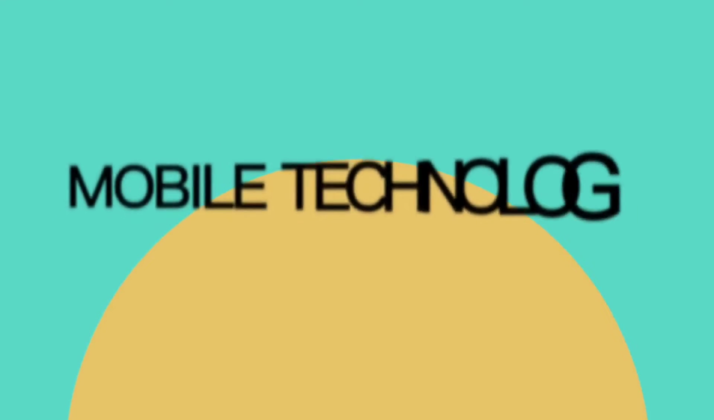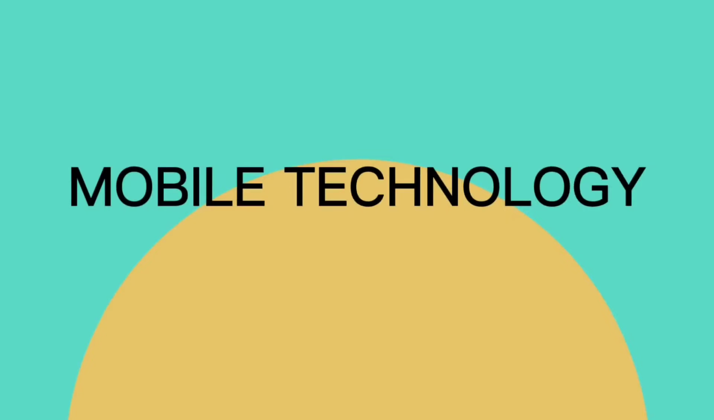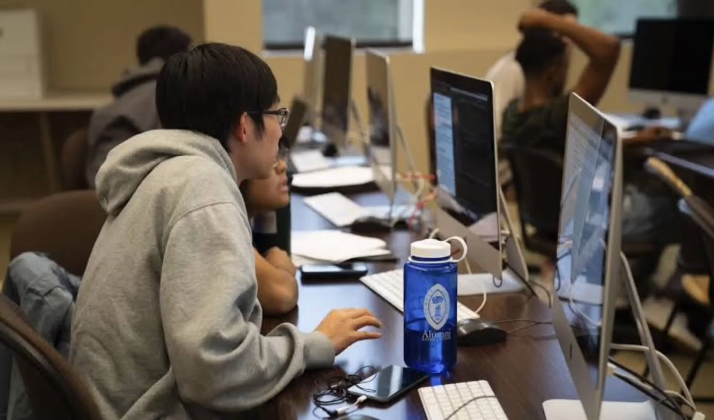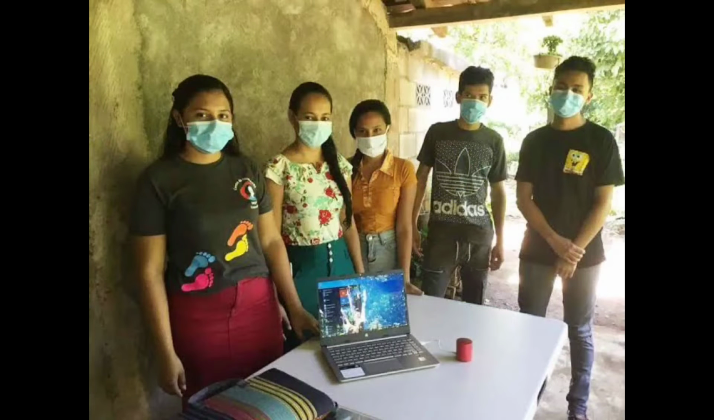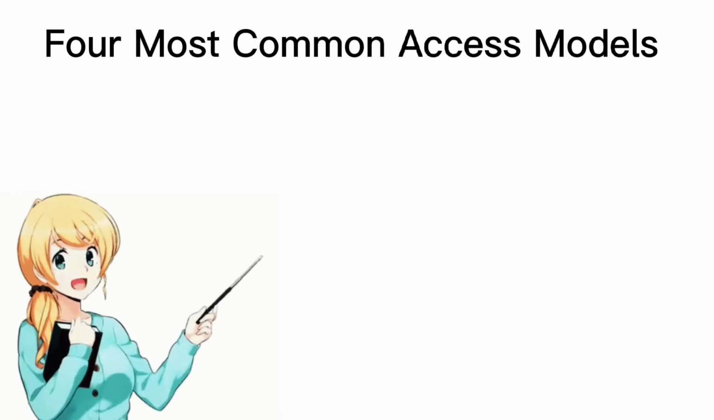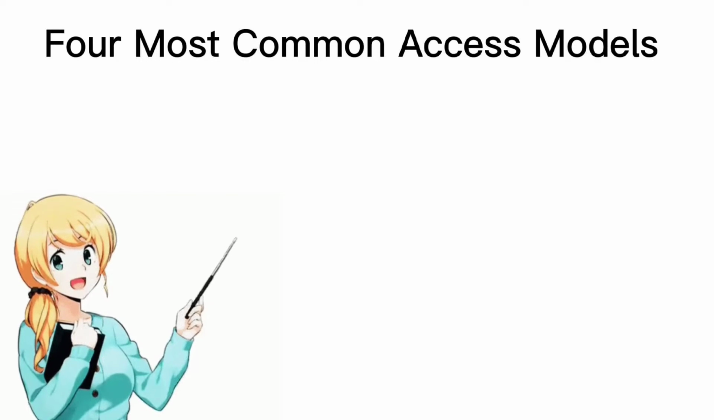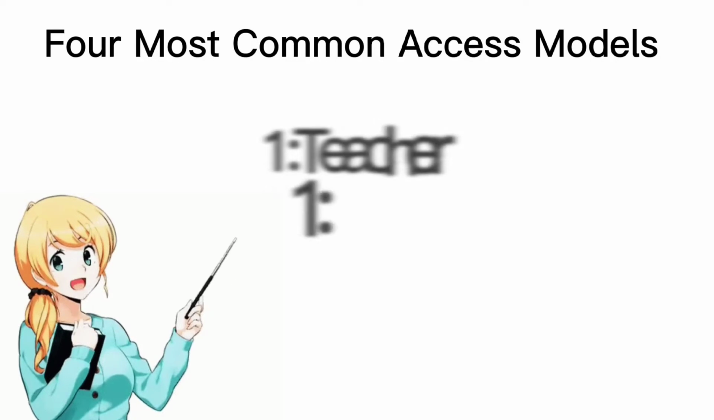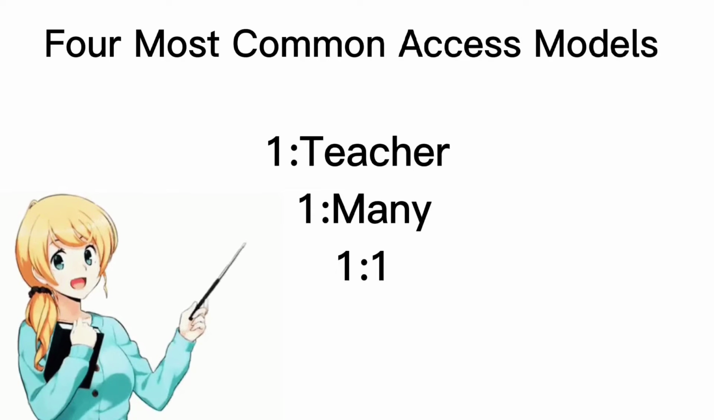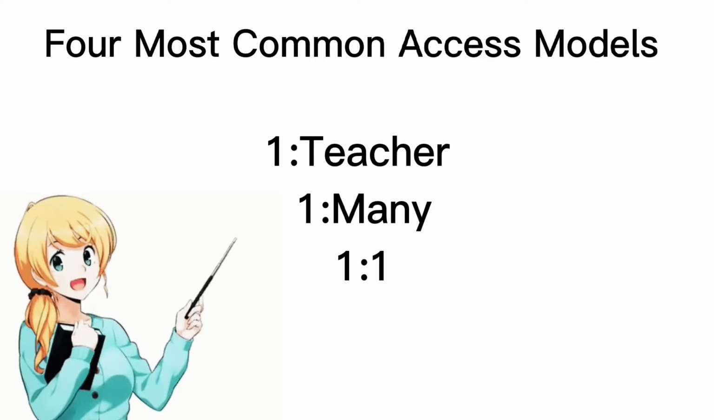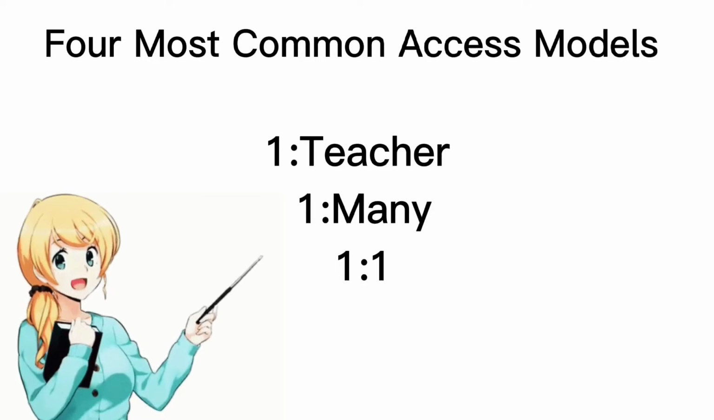Now, mobile technology can be used in different ways. How many computers does the school have per student, and how are they distributed or shared? In our discussion, we'll go over the four most common access models, and those are one-to-teacher, one-to-many, one-to-one, and BYOD. But in our part, let's just focus on the top three access models, which are the one-to-teacher, one-to-many, and one-to-one.